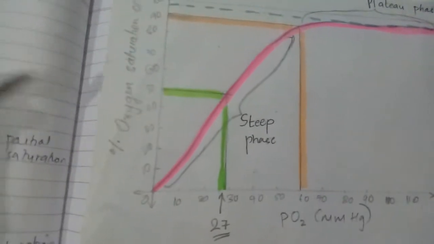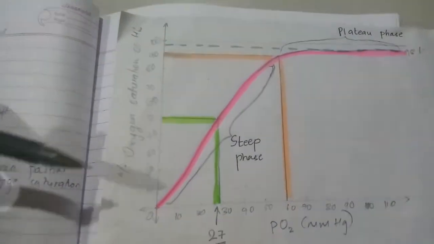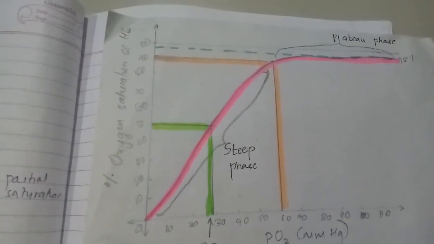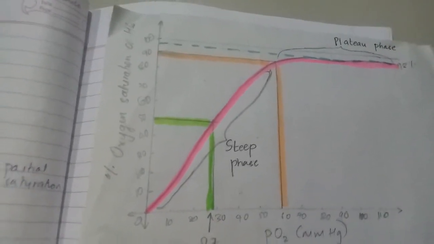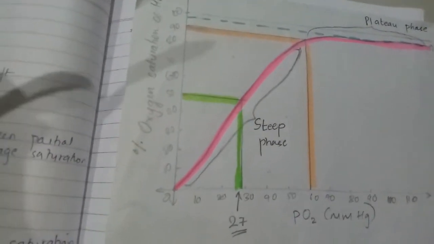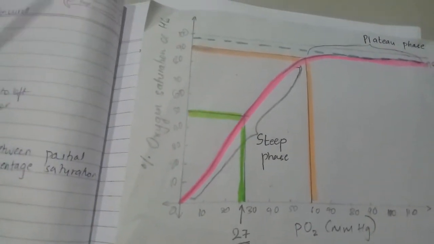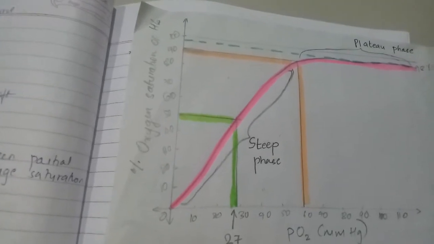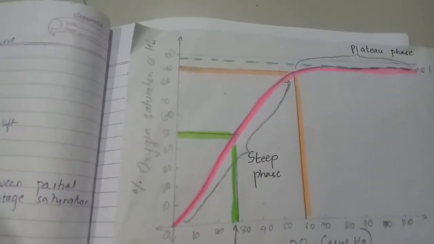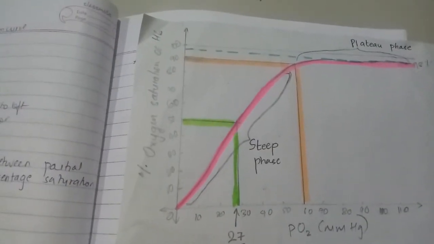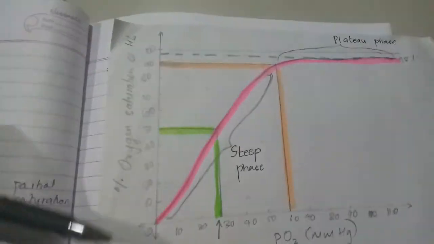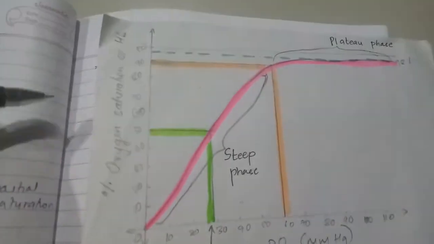So here on the x-axis we have the PO2, partial pressure of oxygen, and on the y-axis we have percentage oxygen saturation of hemoglobin. Okay, so now you can see that it's not linear. So first, as PO2 increases, percentage oxygen saturation of hemoglobin also increases, as you can see here.